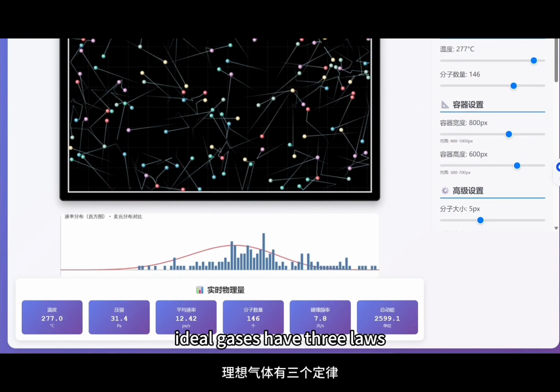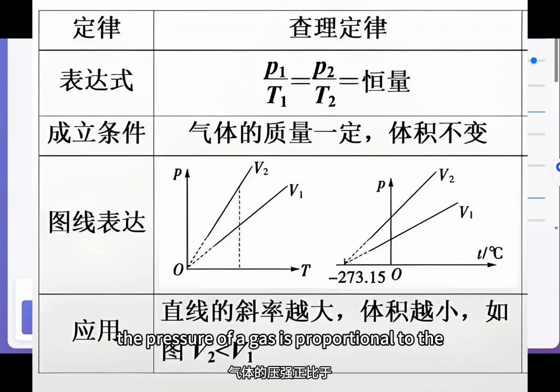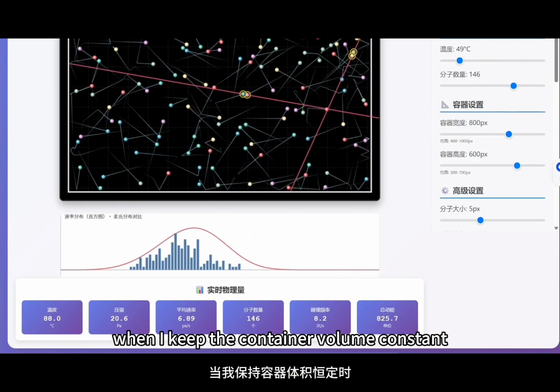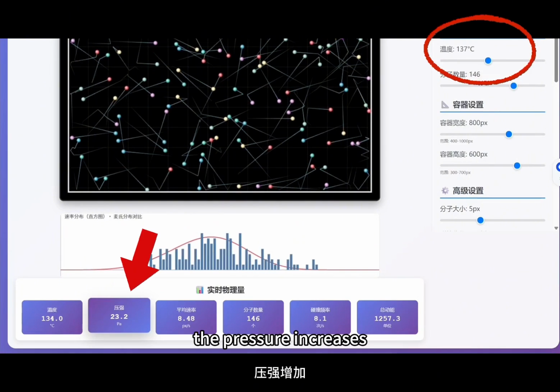Ideal gases have three laws. First, let's look at Charles's law. The pressure of a gas is proportional to the thermodynamic temperature. When we keep the container volume constant and adjust the temperature, it can be found that when temperature increases, the pressure increases.